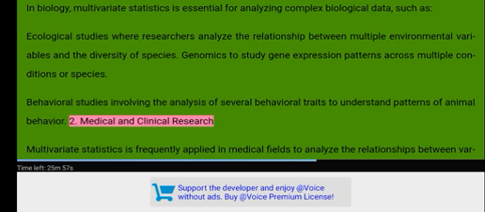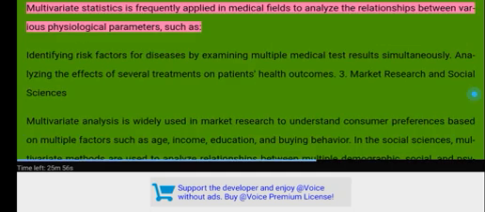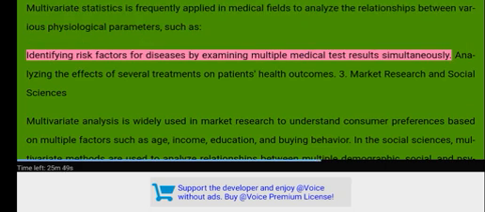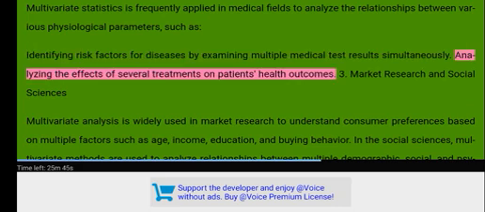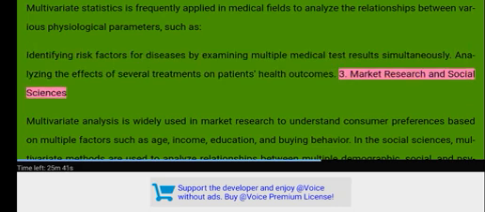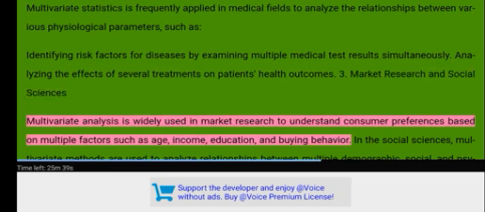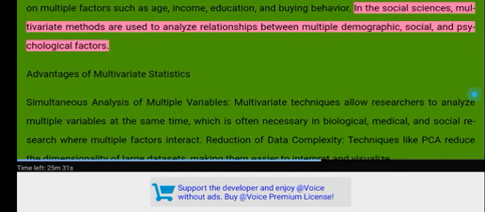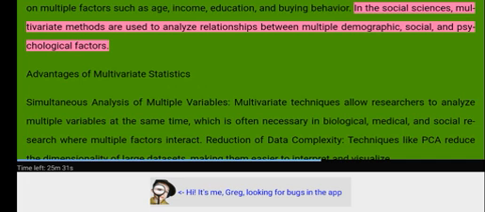2. Medical and clinical research. Multivariate statistics is frequently applied in medical fields to analyze the relationships between various physiological parameters, such as identifying risk factors for diseases by examining multiple medical test results simultaneously. Analyzing the effects of several treatments on patients' health outcomes. 3. Market research and social sciences. Multivariate analysis is widely used in market research to understand consumer preferences based on multiple factors such as age, income, education, and buying behavior. In the social sciences, multivariate methods are used to analyze relationships between multiple demographic, social, and psychological factors.